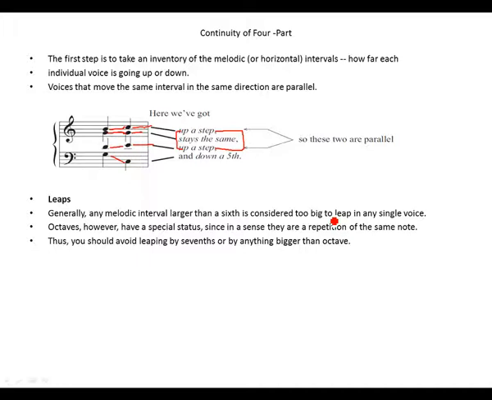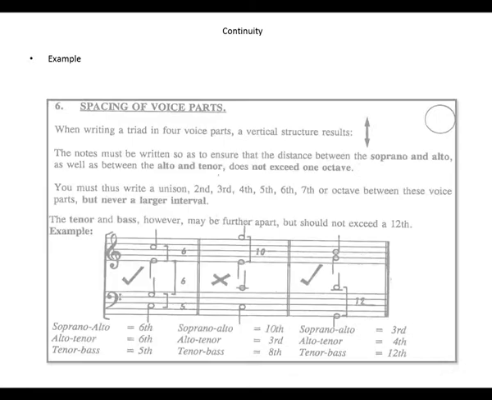Leaps. Generally, any melodic interval larger than a sixth is considered too big to leap in any single voice. Octaves, however, have a special status since, in a sense, they are a repetition of the same note. Thus, you should avoid leaping by a seventh or by anything bigger than an octave. Example.